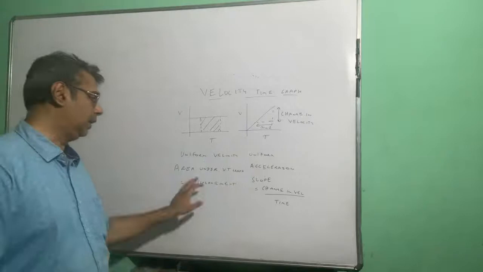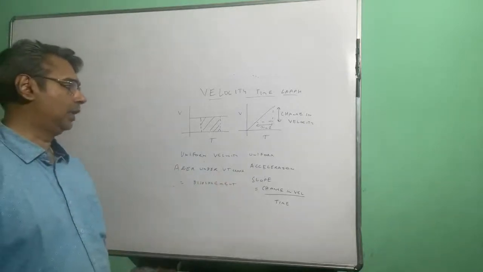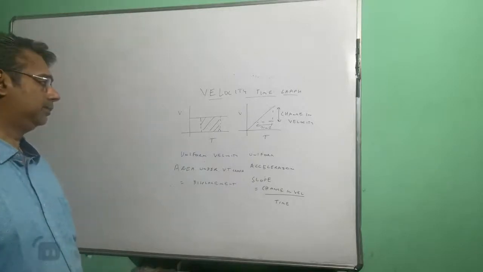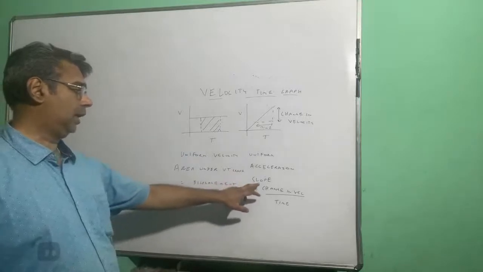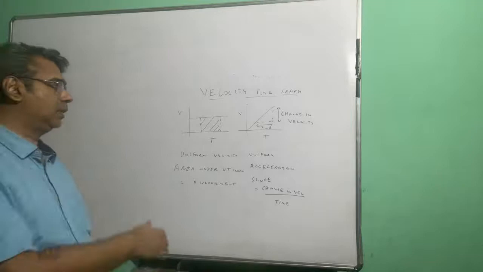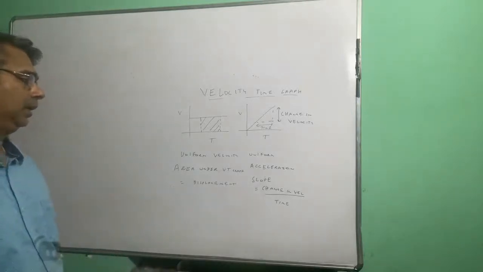And the area under the velocity time graph gives the displacement. So these are the two calculations which we can get out of the velocity time graph. The area under the graph gives displacement, and change in velocity by time gives the slope. So these are the two calculations we can get out of velocity time graph, right?